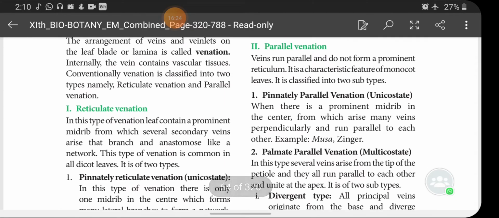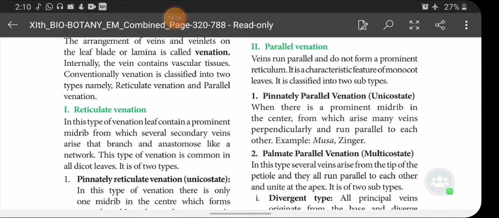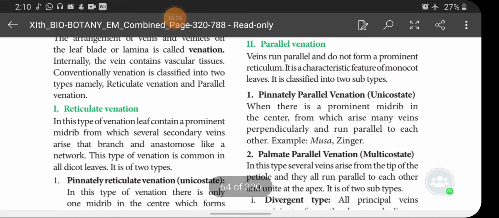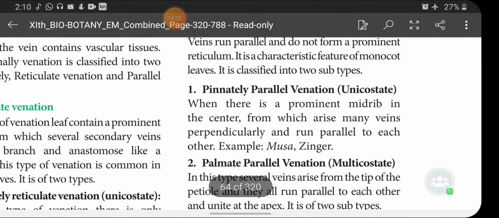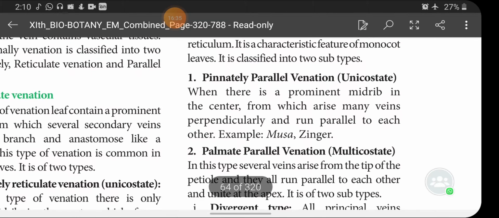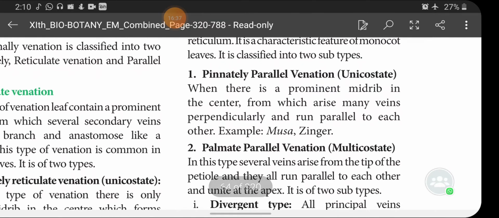Parallel venation: veins run parallel and do not form a prominent reticulum. It is a characteristic feature of the monocot leaf. It is of two types. Pinnately parallel venation, that is unicostate: when there is a prominent midrib in the center from which arise many veins perpendicularly and run parallel to each other, it's called pinnately parallel venation. Example, Musa, ginger.